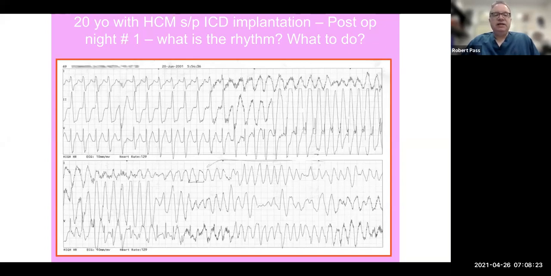And so usually in young people, we set that rate very high because we don't want sinus tachycardia to potentially be misinterpreted by the device as an arrhythmia. So we'll often set it well above 200, like 210 or 220 even. But this rate clearly exceeds that.